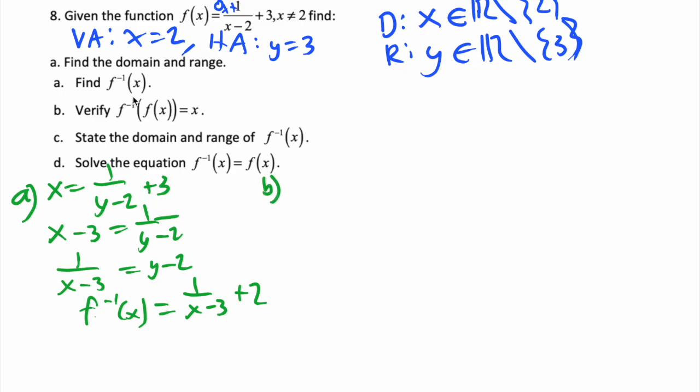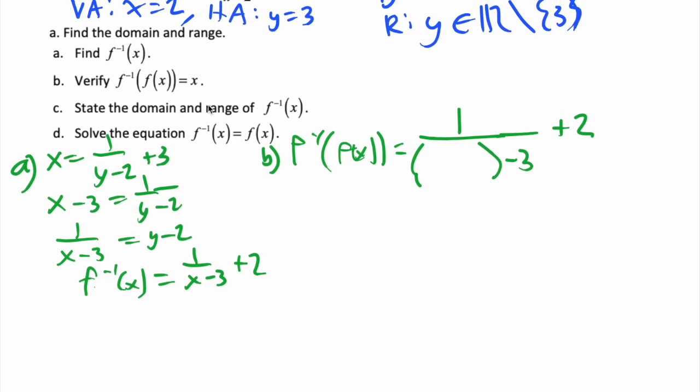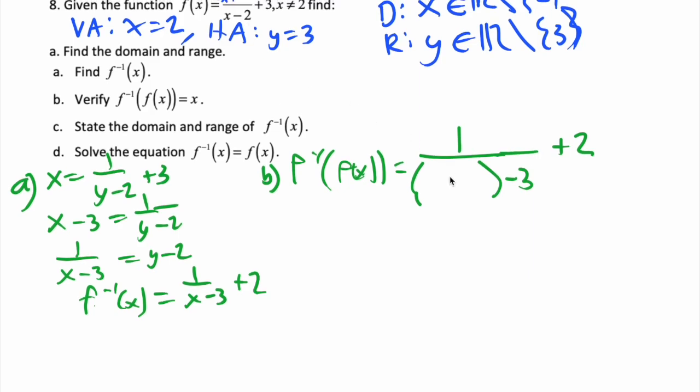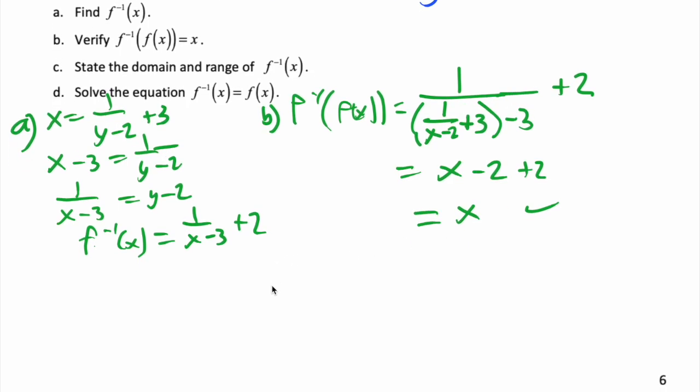Okay, now part B is to verify that it is the inverse. So you do f inverse of f of x. That means you take f of x and put it into the inverse. So 1 over x minus 3 plus 2, but your x is the f of x, which is, yes, 1 over x minus 2 plus 3. Okay, so when we simplify that, these 3's cancel, you just get x minus 2 plus 2, which equals x. So that verifies that it is an inverse.